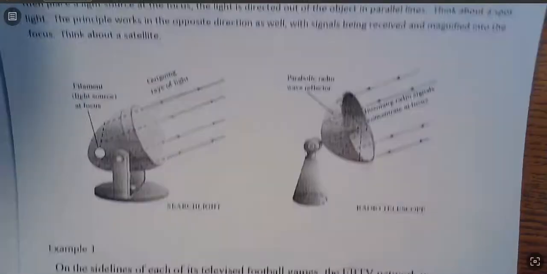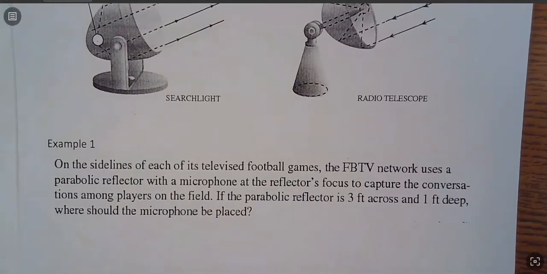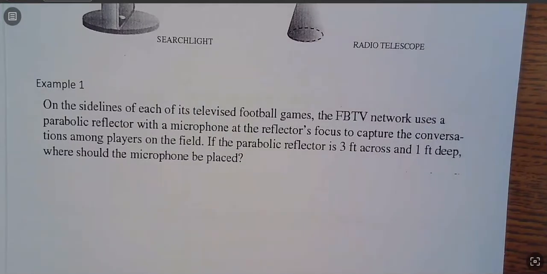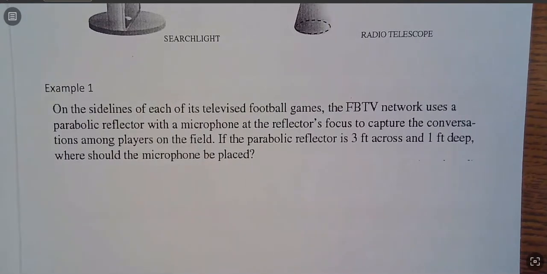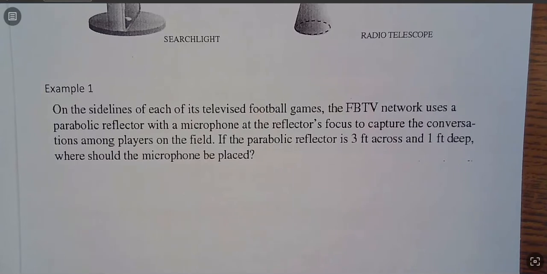So keeping that in mind, think about exactly what we did yesterday. On the sidelines of televised football games, the FBTV network probably will exist someday. Everything has its own station now to make money. It uses a parabolic reflector with a microphone at the reflector's focus to capture the conversation, so you can hear from a lot further away with one of these handheld microphones. If the parabolic reflector is 3 feet across and 1 foot deep, where should we put the microphone? How far away from the curved part of this device should we put it?